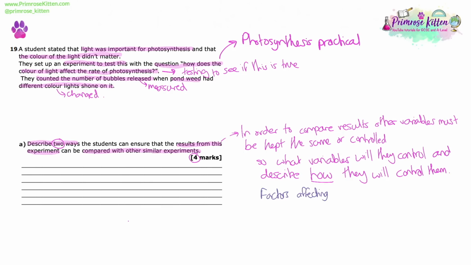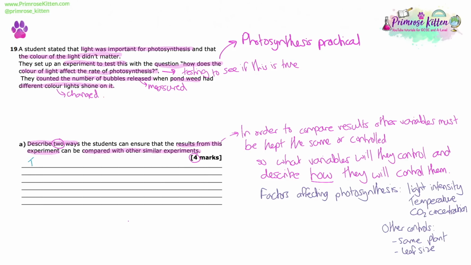So light intensity, temperature, carbon dioxide concentration, and then there's some other things about the experiment that we could or should also control, like using the same type of plant, the same size of leaves, so they've got the same surface area. There's lots of other things that you should try and keep the same if you're using an organism in different experiments. Okay, so let's turn this into an answer then.